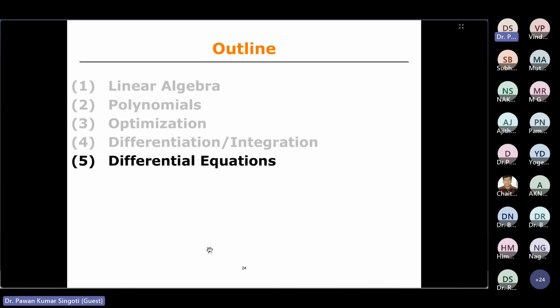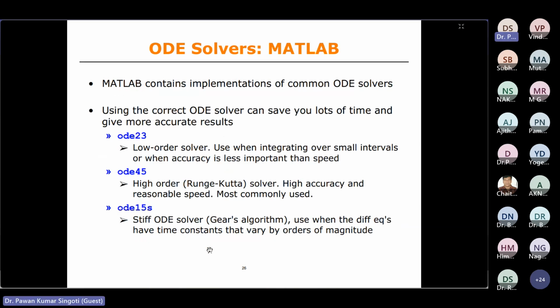For differential equations, how will we do it? For this purpose we will use an ODE solver. ODE solvers are of different types, some for lower order, some for higher order. Generally for higher order, ODE 45. This is the Runge-Kutta method solver, which is generally used to solve differential equations. ODE 45 gives high accuracy and reasonable speed and is most commonly used. Here are three types: ODE 23, ODE 45, and ODE 15s. Generally, ODE 45 is preferred.